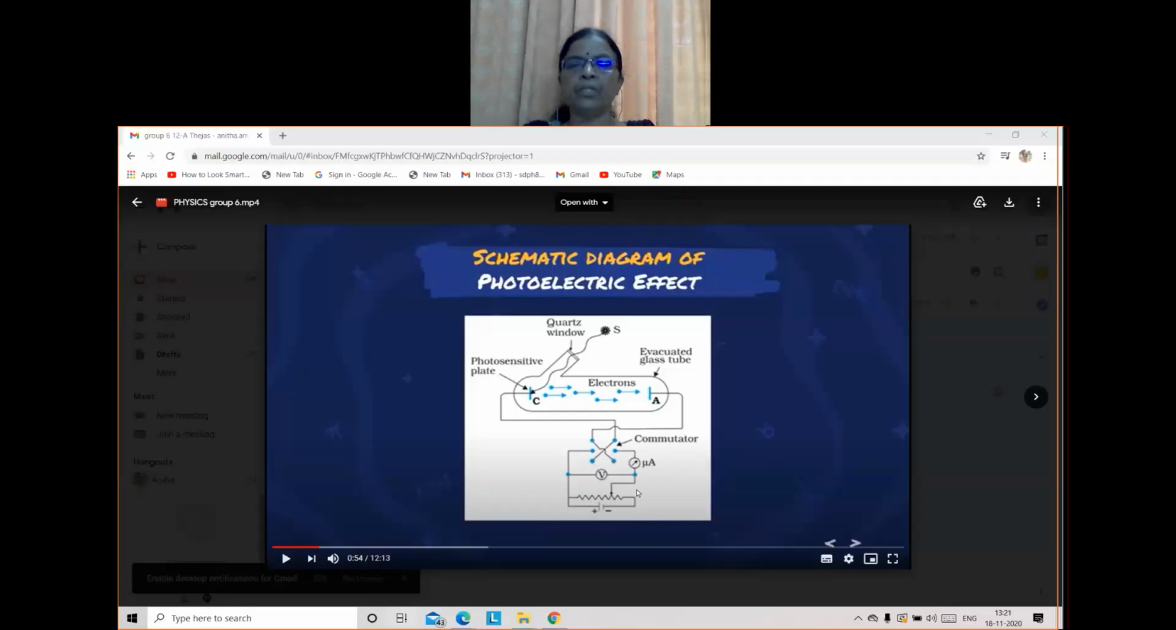That is photoelectric current. Don't think it is the current from the battery. If it were current from the battery, just when we connect it, we should get a reading, but we are not getting the reading. Just when we show light of suitable frequency, only then electrons are ejected and the current starts flowing through this wire. That is the photoelectric current.